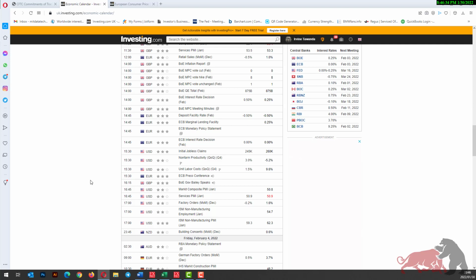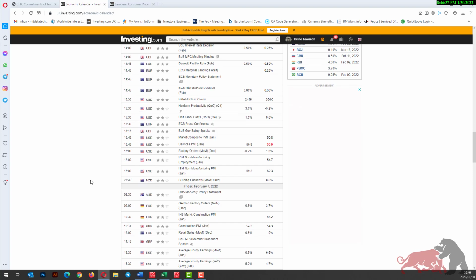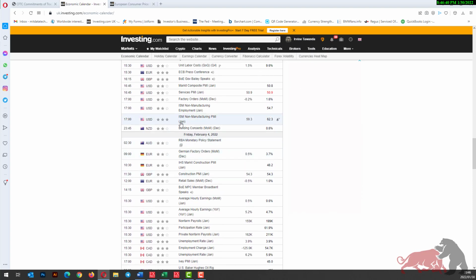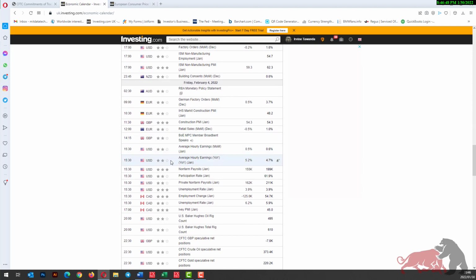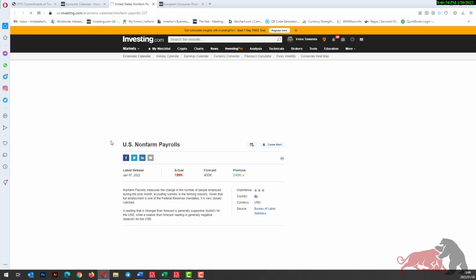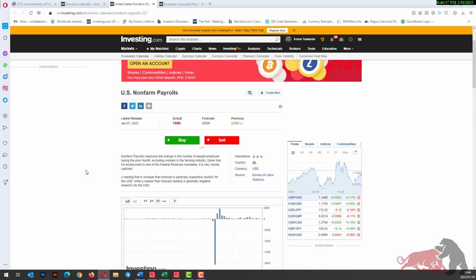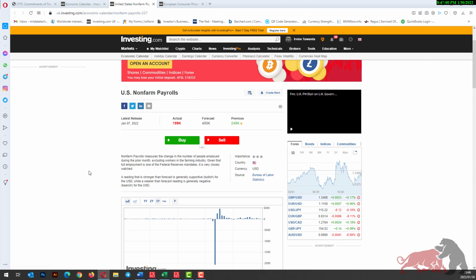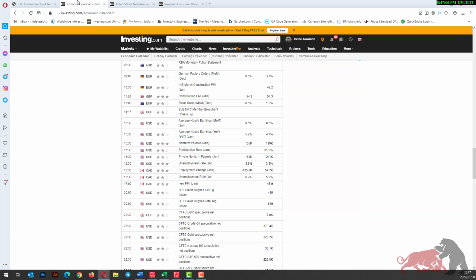Then we've got initial jobless claims for the dollar. Then Friday, we also have non-manufacturing PMIs for the month of January. Remember, on Tuesday, we've got manufacturing PMIs. Then come Friday, we've got the most important one, the non-farm payrolls, right? With the non-farm payrolls, a reading that is stronger than forecast is generally supportive, bullish for the dollar, while a weaker than forecast reading is generally negative. Right now, the forecast is sitting at 155K. Last month's release was 199. Remember, this number missed by big time.